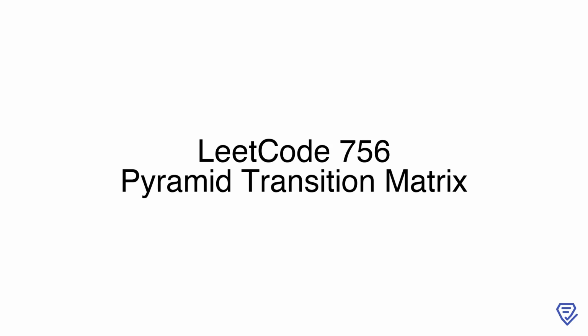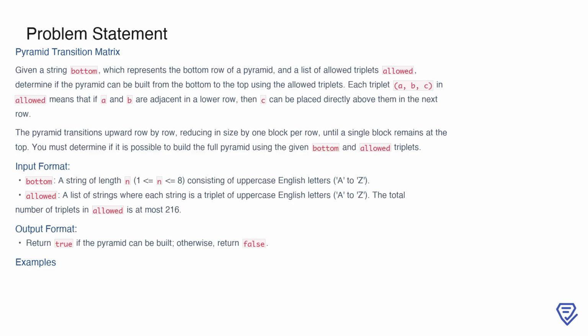Let's get started. In this problem, we are given a string called bottom that represents the bottom row of a pyramid, and a list of triplets called allowed. Each triplet in allowed defines a valid transition for building the pyramid. Specifically, a triplet A, B, C means that if two adjacent blocks in one row are A and B, then C can be placed directly above them in the next row. The goal is to determine if it's possible to build the pyramid all the way to the top, where each successive row has one fewer block than the row below it.